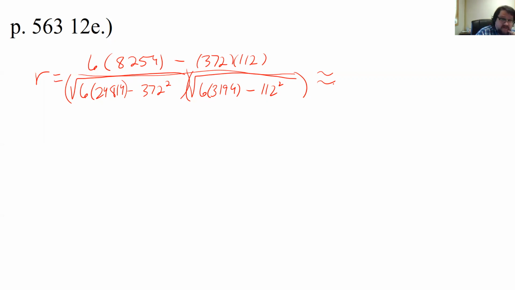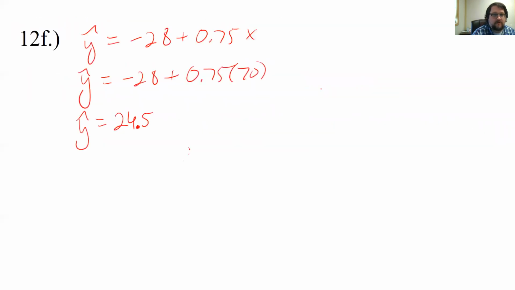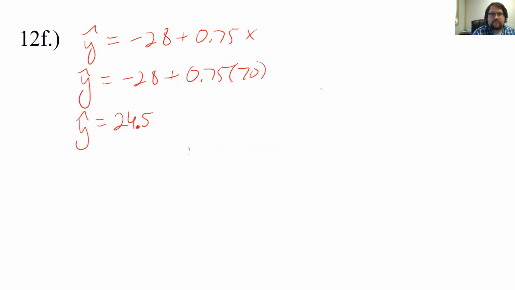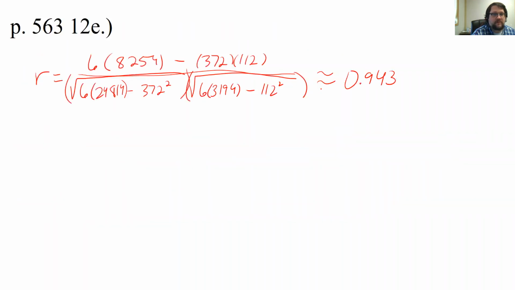I don't think it should be negative. I think that's a typo because the graph is a positive slope. So I got 0.943 and the book says it should be negative 0.943. Well, that's wrong. It's not negative. You can look at the graph. It's obviously going to be a positive slope. So it's positive.